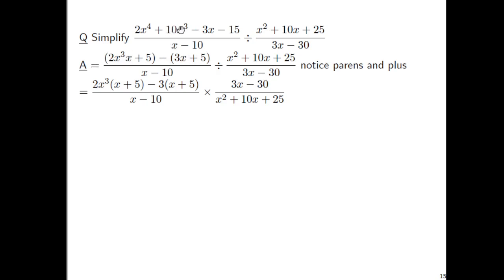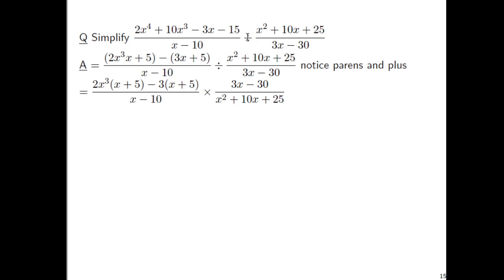Okay, but we are going to do a factor by grouping because there are four terms, right? So out of the first two terms, 2x to the fourth and 10x to the third, let's factor out a 2x to the third. You'll have an x plus 5 left in parentheses. If you factor out a negative 3, you'll have an x plus 5 left in parentheses. The denominator is still an x minus 10.